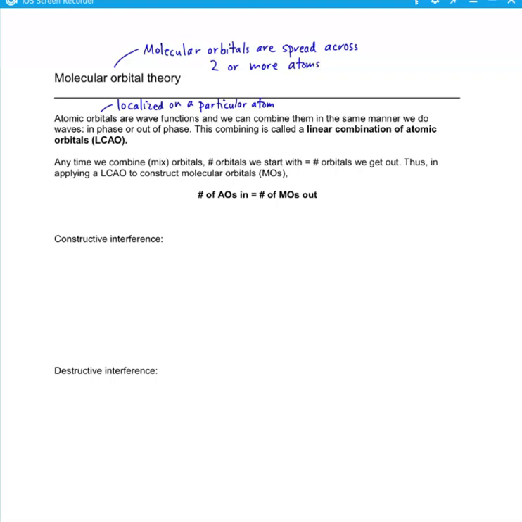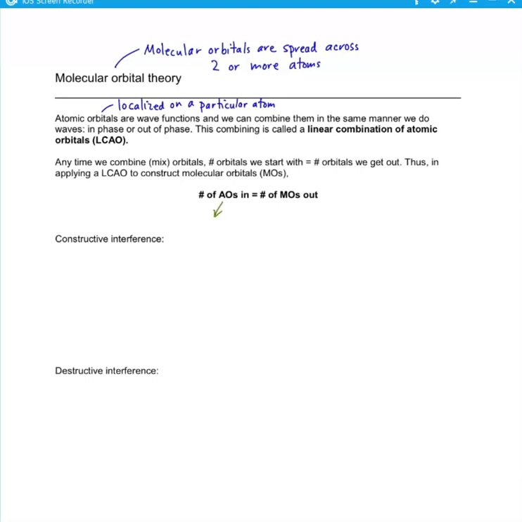Now, the way that we get molecular orbitals is to start with atomic orbitals, just like the way that we got hybrid orbitals was to start with unhybridized orbitals. So our basis set for making molecular orbitals is just going to be whatever atomic orbitals we're using. The atomic orbitals that we use can be hybridized or unhybridized. And the process of combining them or mixing them mathematically to form molecular orbitals follows the same guideline that we saw with the hybrid orbitals.